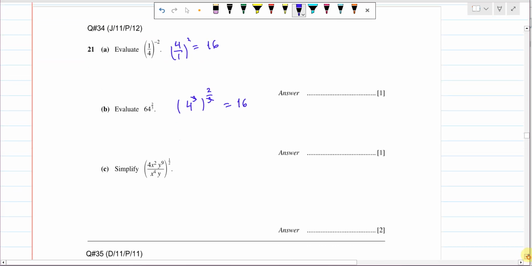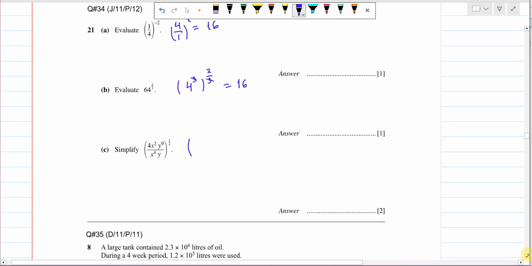After that, it says simplify. Whole power is 1 upon 2. I won't solve the power in the first step. What I will do, I will solve in the bracket. Now, you have 2x, x square in the numerator and x4 in the denominator.